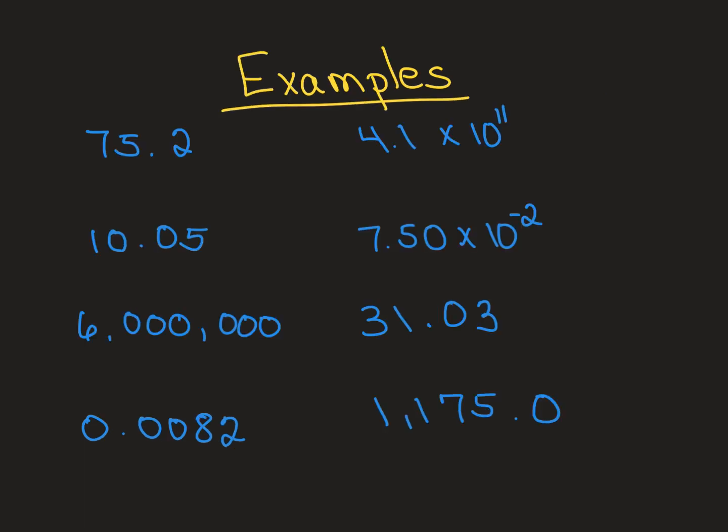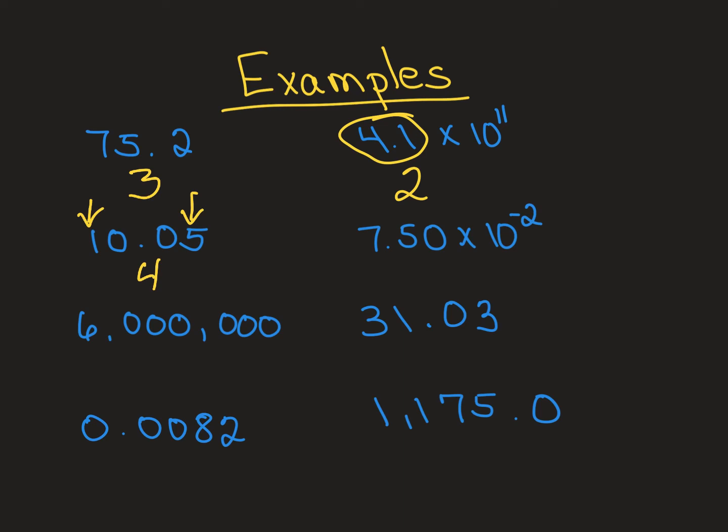Okay, so let's look at some examples and just review what we have talked about. So our first example is 75.2. So this has 3 significant figures. They're all non-zero numbers. Our second example, this 4.1 times 10 to the 11th. We have two significant figures, these two right here. And then on our 10.05, these two zeros are captured by two non-zero numbers. So they are significant even if the decimal wasn't there. So that would be 1, 2, 3, 4 significant figures.